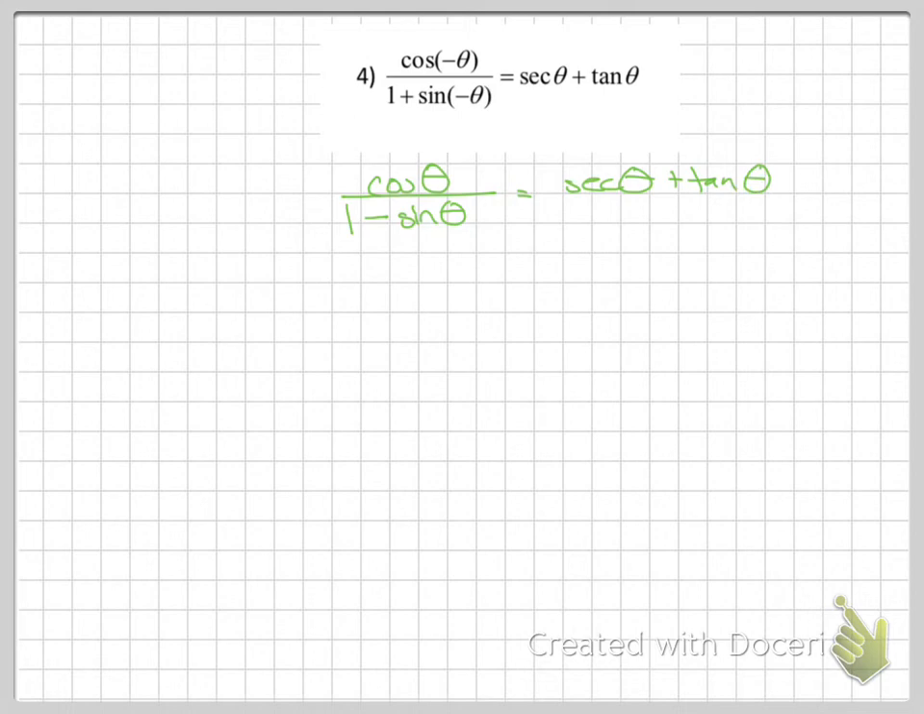Now what do you think we should do? So when we kind of want to separate these, right? Right now the left side is one fraction, but the right side is two terms. So in problems like this, you'll understand why when we get to the end, but let's multiply by the conjugate, 1 plus sine x, top and bottom, 1 plus sine x. There's other ways to do this as well.